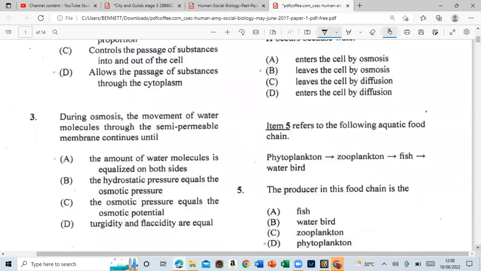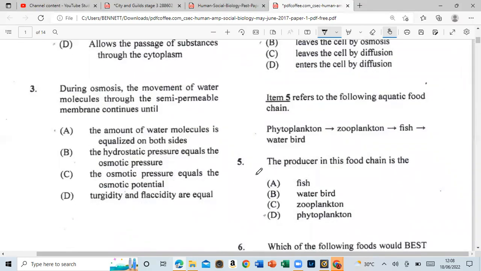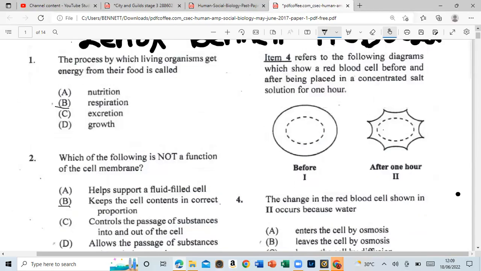Let's move on to number three. During osmosis, the movement of water molecules through the semi-permeable membrane continues until A, the amount of water molecules is equalized on both sides, B, the digestive pressure equals the osmotic pressure, C, the osmotic pressure equals the osmotic potential, or D, the rigidity and flaccidity are equal. I'm going to go with B, the digestive pressure equals the osmotic pressure. All right, so let's move up to number 4.